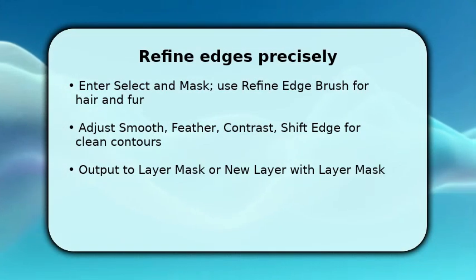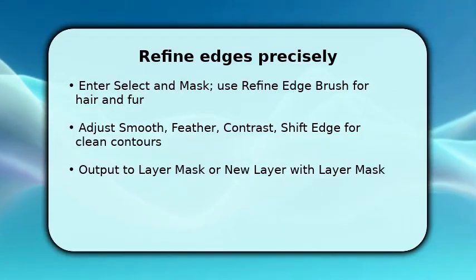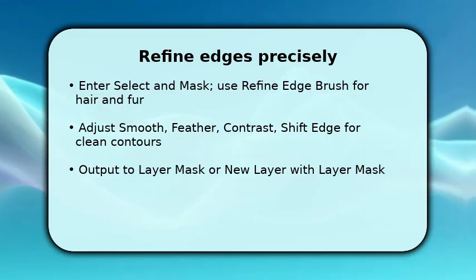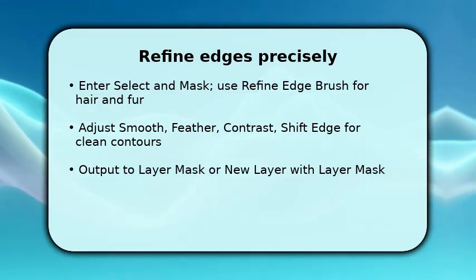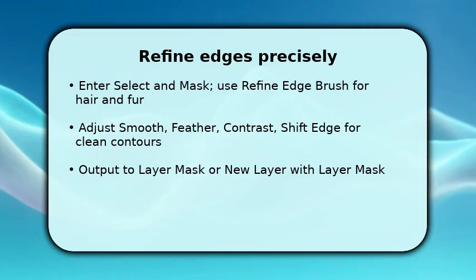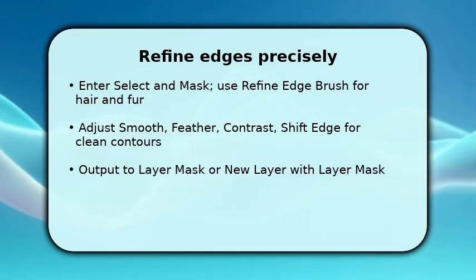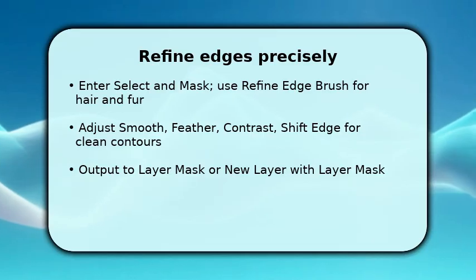Now you focus on precision. Open Select and Mask to clean up complex edges like hair or fur. Use the Refine Edge brush along the boundary. Increase smooth modestly, add a subtle feather and bump contrast to tighten details. Shift edge inward or outward to eliminate halos, and toggle view mode to inspect against white and checkerboard.